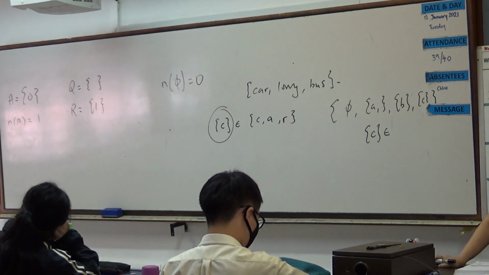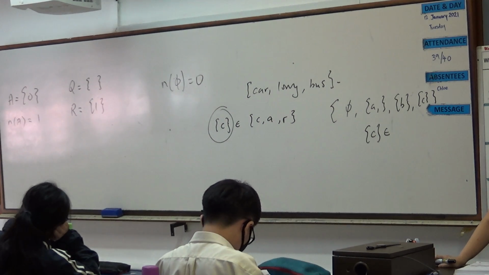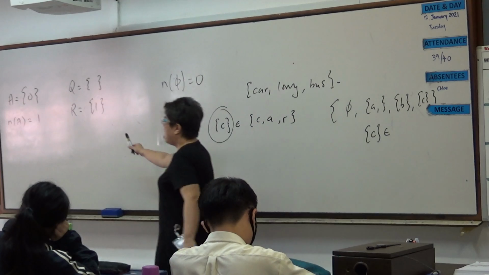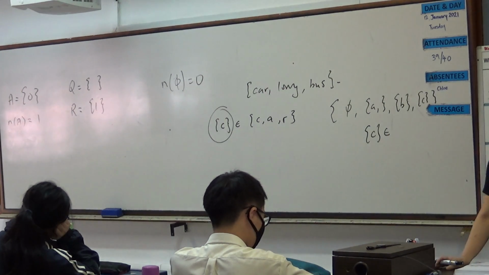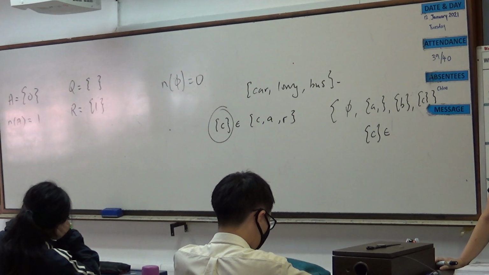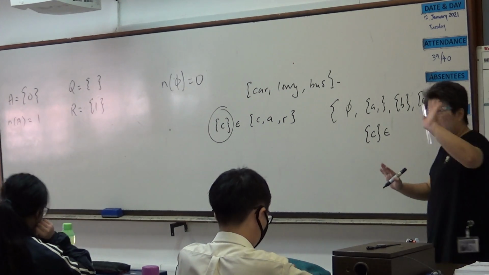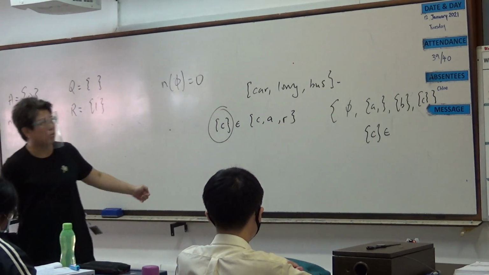Okay, now next one. Are Q and R empty sets? Which one is an empty set? Q. R is not an empty set because R has 1 element, and that is 1. Is that clear? Is that clear? Okay, so I've completed all these of you. These are basic. Are you all okay? Can you understand? Okay, good.